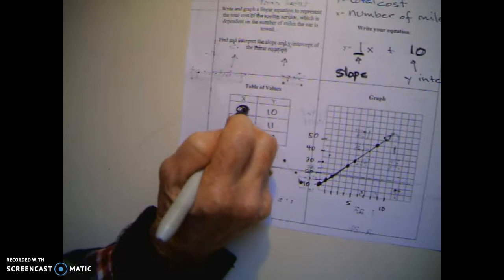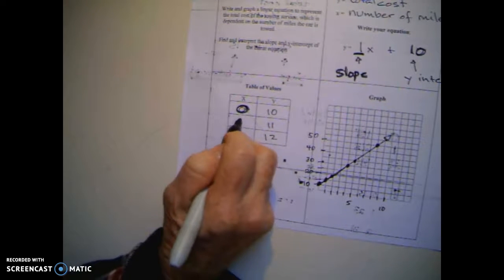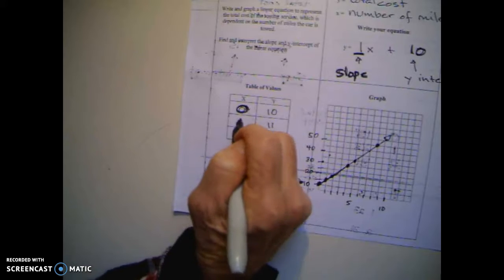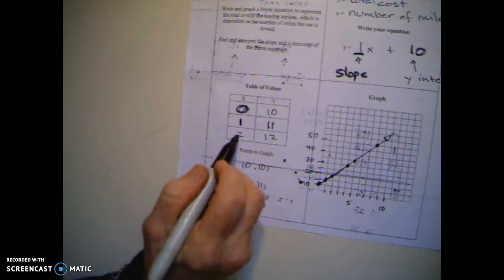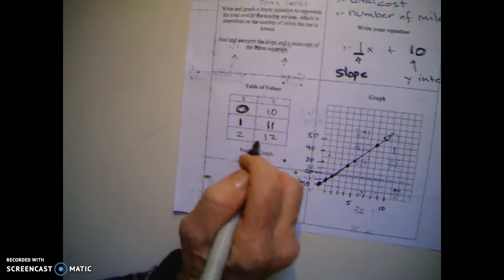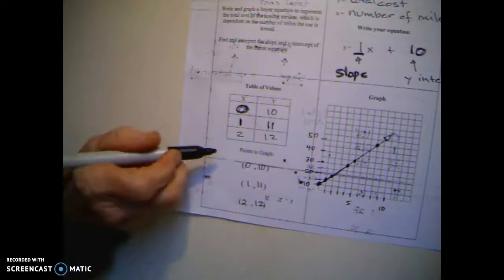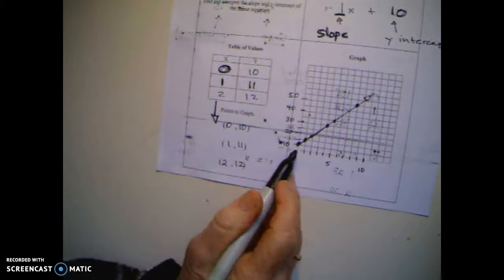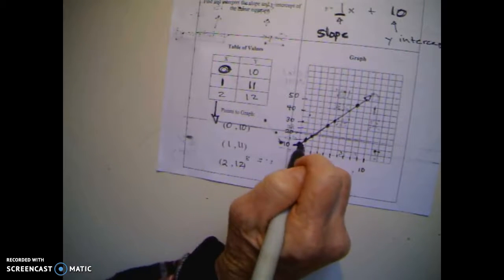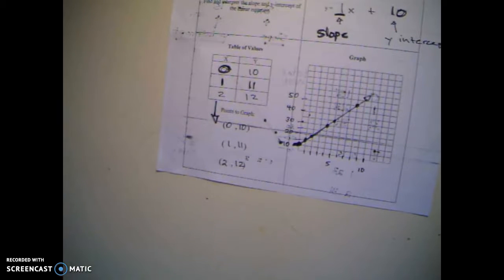I plug in some numbers. When x is equal to 0, y equals 10. When x is equal to 1, 1 times 1 is 1. 1 plus 10 is 11. When x is equal to 2, 2 times 1 is 2. 2 plus 10 is 12. I copy these down, my points to graph. My graph will look something like this. Again, just be very sure that your y-intercept is at 10.